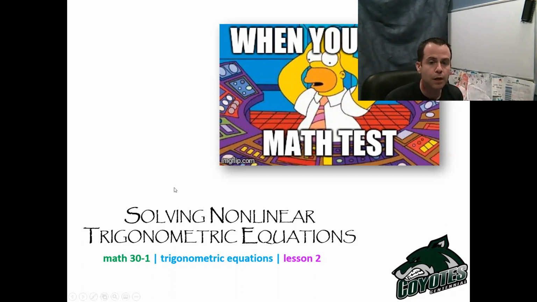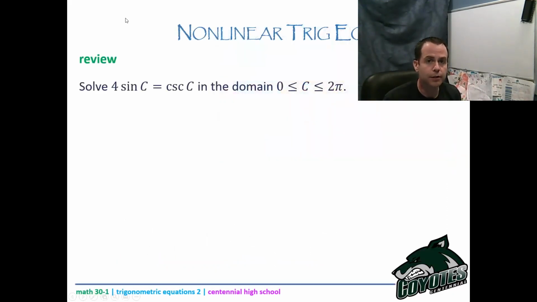So as a review, the first question we're going to ask ourselves is: solve 4 sine c equals cosecant c in the domain c is somewhere between 0 and 2 pi. There's a couple different ways we can go about doing this. I might take a look at cosecant and flip it so that it's 1 over sine c, because that's something I can do, and that looks more familiar. Then I also have the same trigonometric ratio throughout the whole equation, so now I can do some math to simplify that.